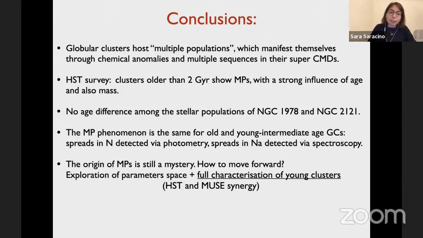So the idea for the future is to explore the parameter space as much as possible, to add more and more points on this correlation with age for the presence of multiple populations, and again to exploit this synergy between HST and MUSE, also to really understand if this age limit that we see at 2 giga-years really exists, or is only due to observational limitations. Probably with MUSE we can go to much younger clusters and see whether we can pick up this sodium variation there as well. So I think I'll stop here, and I thank you all for your attention.